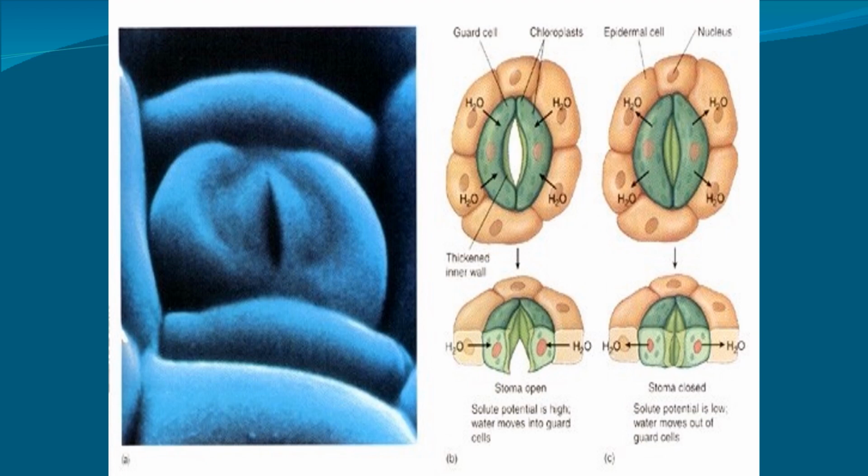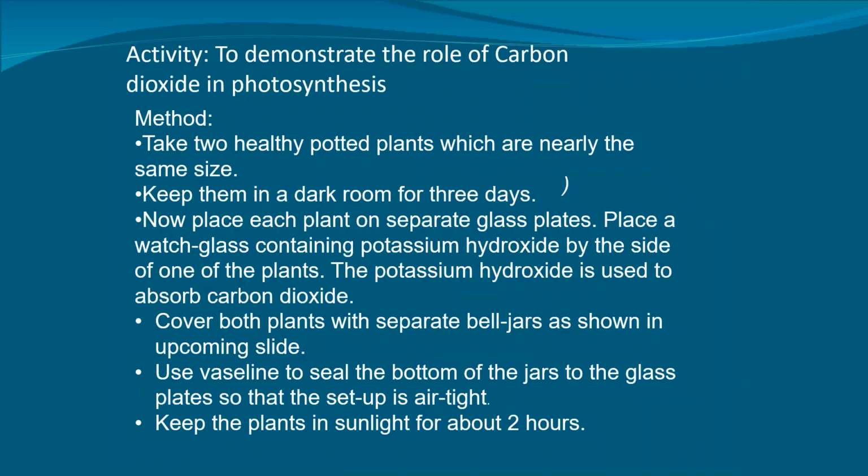We have discussed several raw materials required for photosynthesis. Now we will again see an activity to demonstrate the role of carbon dioxide, which is also a raw material during the process of photosynthesis. For this purpose, let us take two healthy potted plants which are nearly the same size. Keep them in a dark room for 3 days. We are keeping them in a dark room so that there is no photosynthesis.